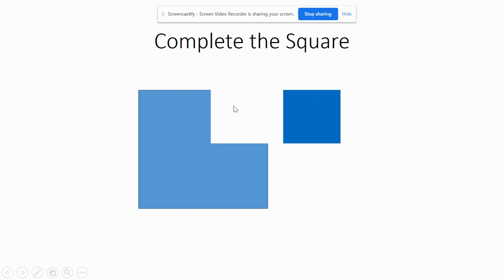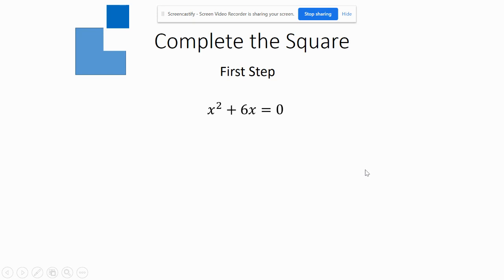Complete the square. Pretty close. What we're going to do is this. We're going to deal with the first step of completing the square. The first problems we're going to have are these with an x squared, plus a number times x, equals 0. No other terms, just that, because every time this is where we need to start.